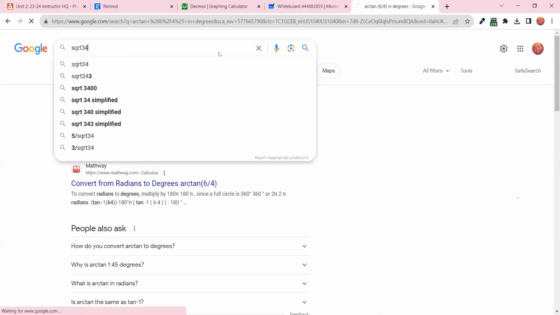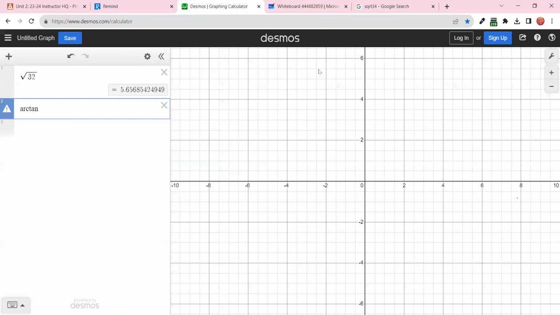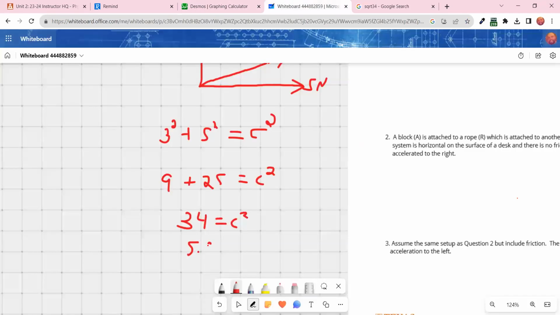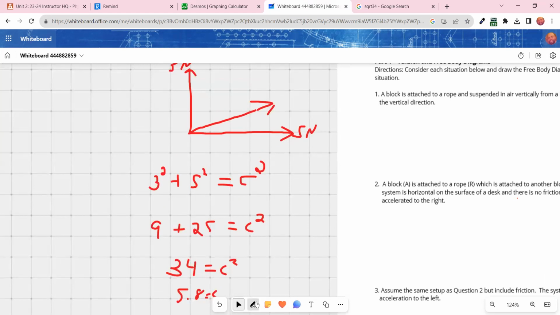Square root of 34. 5.8. So 5.8 is the magnitude, the number. Remember, vector is number and direction. So I have 5.8 right here. That's my number. My direction is going to be the angle. How do I find the angle? Tell me, how do I find the angle?